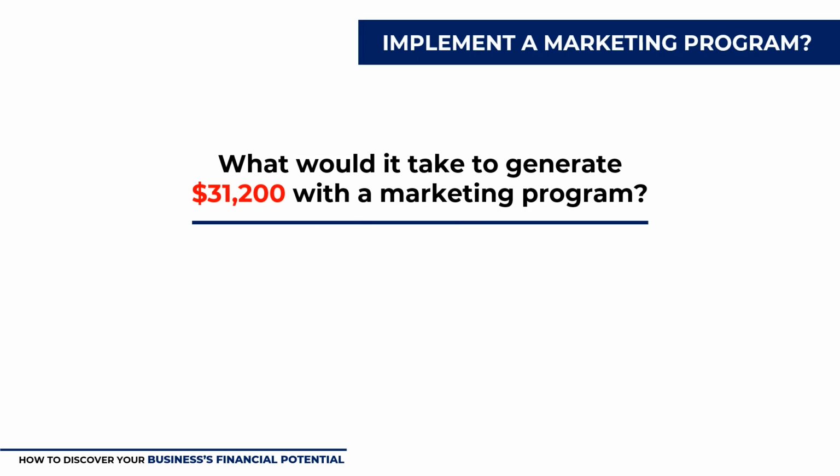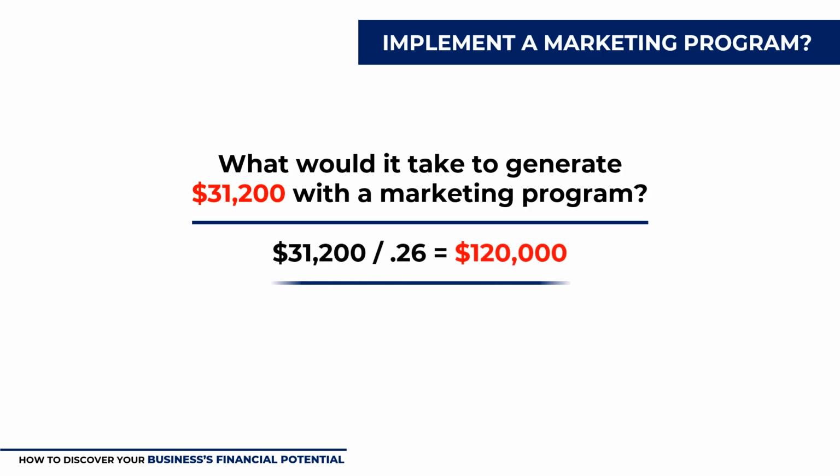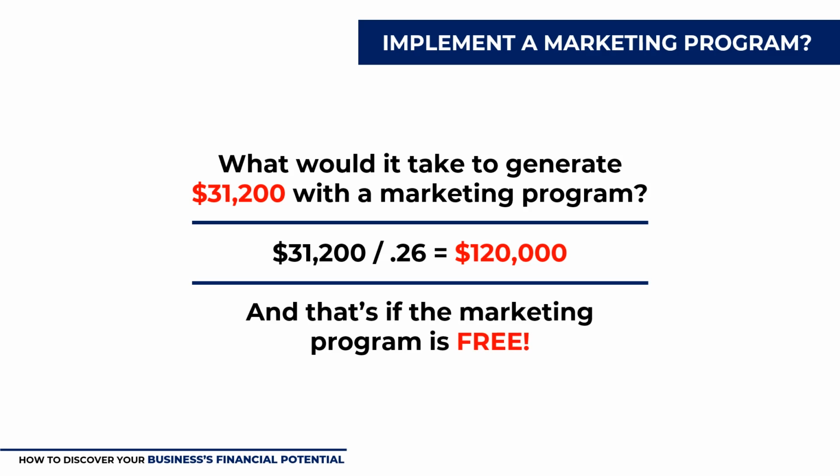Well, you already know how to find that out. We covered that formula in a previous session. We simply divide that $31,200 increase by our old gross profit percentage of 26%, which is 0.26, and we get a mind-blowing $120,000. How easy do you honestly believe it would be for a child daycare currently generating $200,000 in total revenue to generate an additional $120,000? That's a 60% revenue increase, and that's never going to happen. Oh, and that's if the marketing program is free.